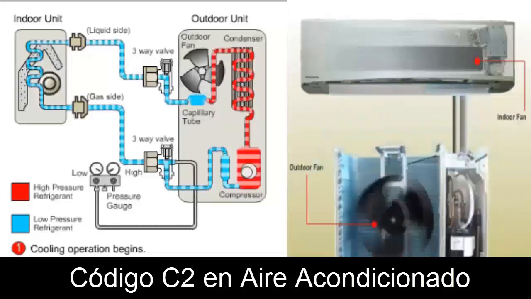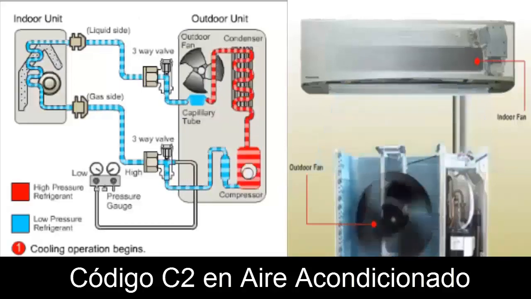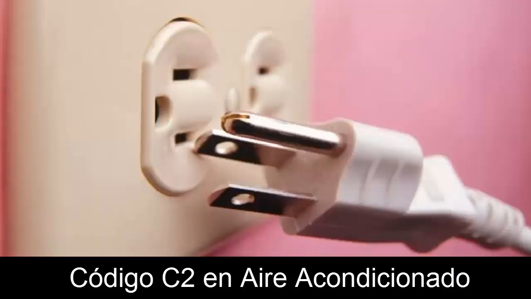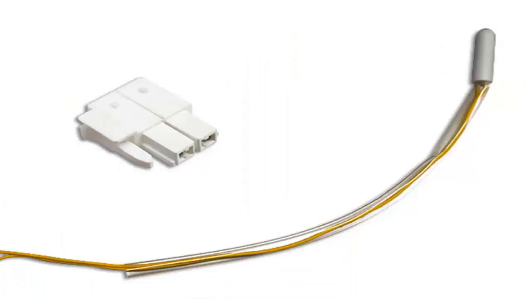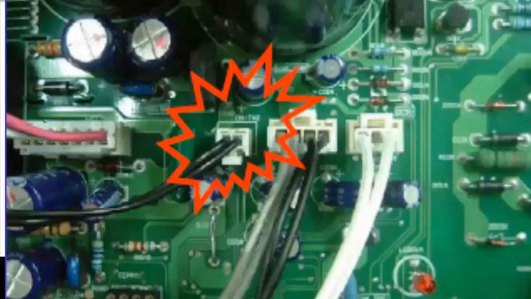To solve the problem, follow these steps in order. A. Disconnect the power to the unit for several minutes and check if the error code disappears. B. If the error persists, visually inspect the sensor's location and cables for damage. C. Ensure that the sensor is correctly connected to the control board.